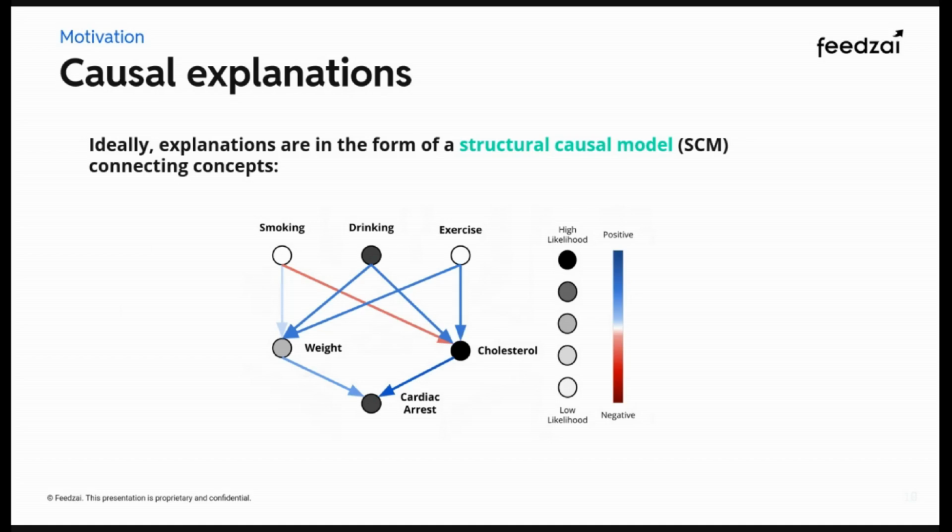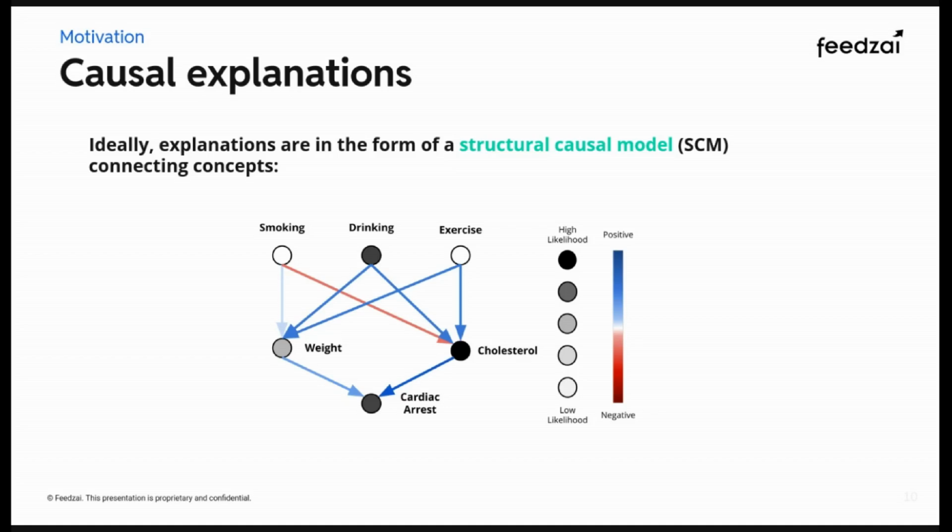Here, the nodes represent the concepts, with darker colors denoting higher likelihood of the respective concept being present, and the edges represent the direct causal relationships, where red represents a negative influence and blue a positive influence. We can see, for example, that this person is not a smoker, which has a slight positive influence on the weight and a negative influence on cholesterol. Given such an explanation, one can now perform counterfactual reasoning because all causal interactions are properly modeled.